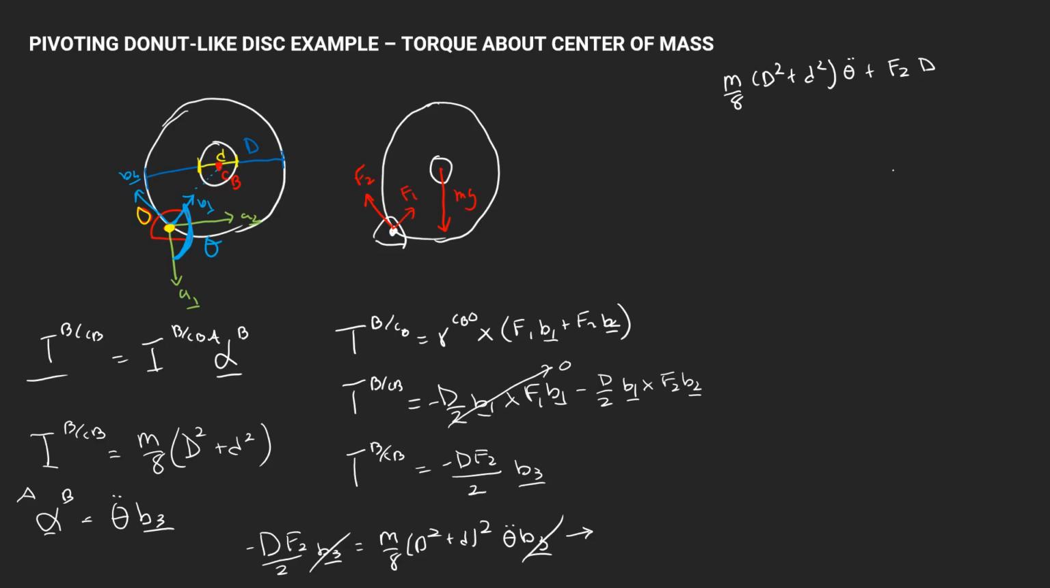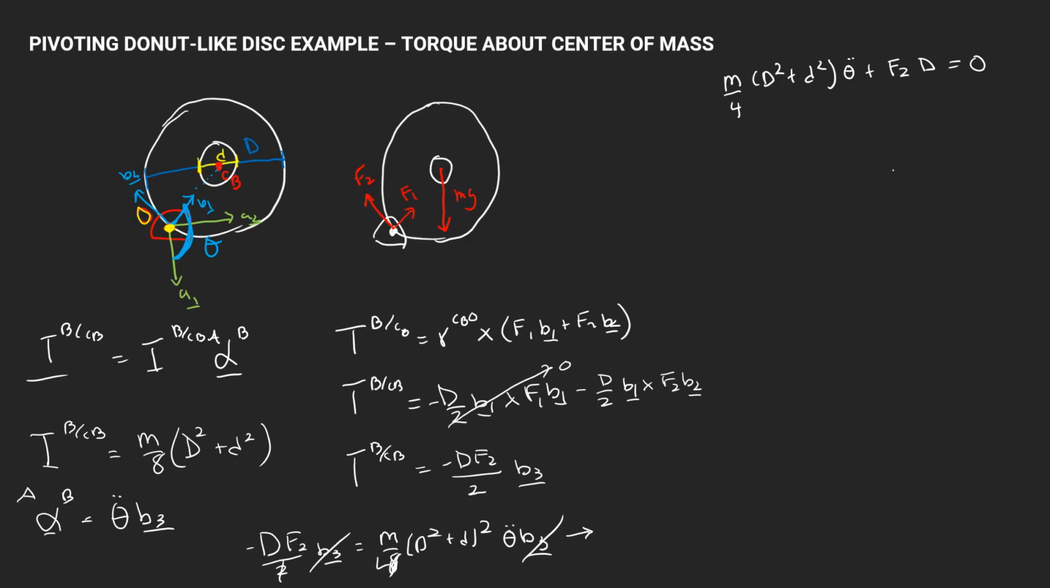We can actually get rid of this 2 and make that a 4. So this becomes D over 4 equals 0. Now you can see that we actually have two unknowns. We don't know what F2 is, and we have our theta double dot term.